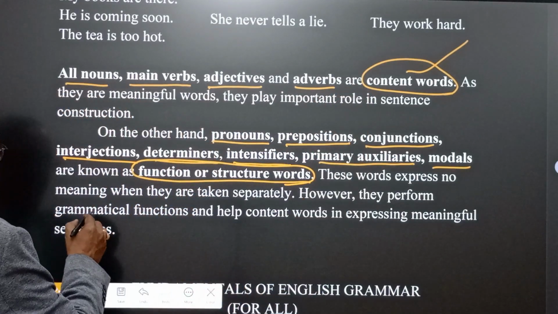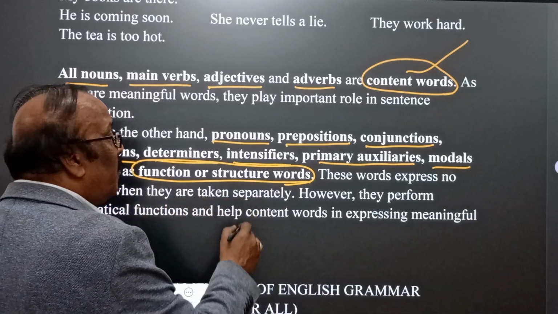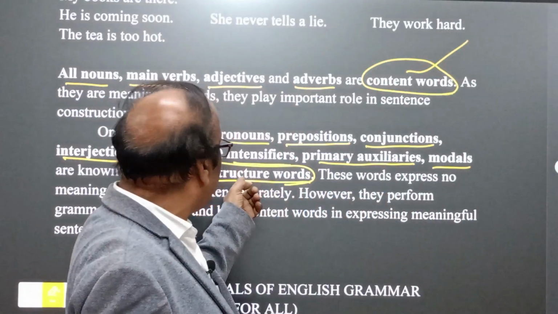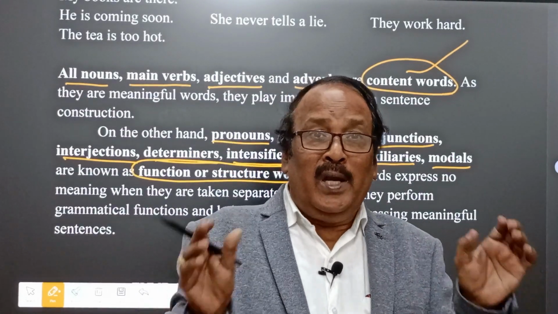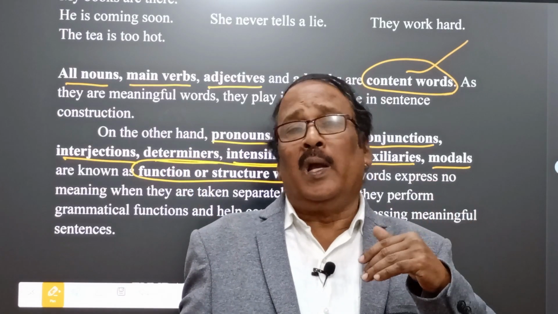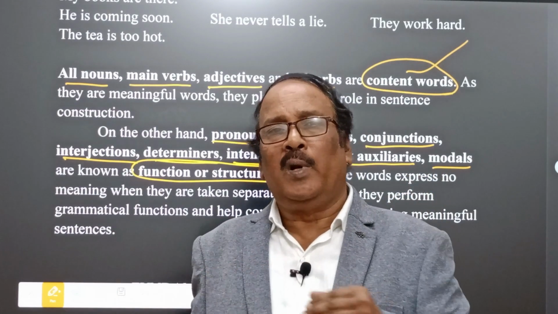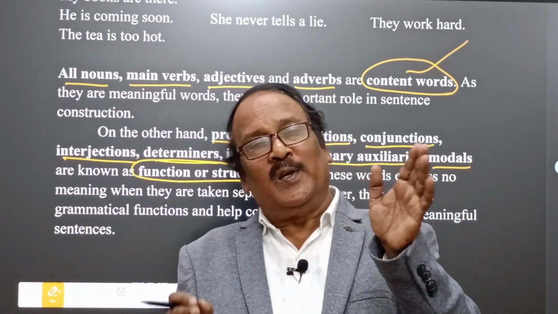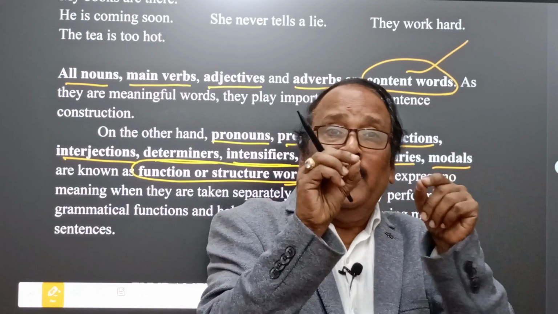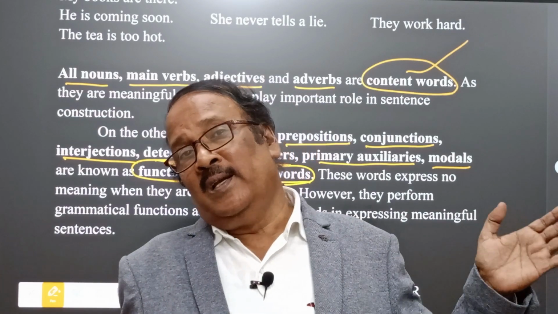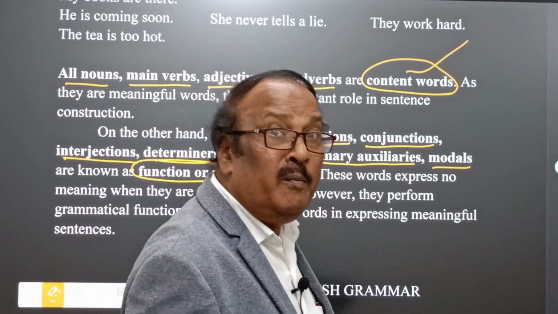So, these words express no meaning when they are taken separately. Naturally, because whenever we separate these structure words, there is no meaning. Take Rajesh and his sister. Rajesh, his sister, both express meaning, but 'and' doesn't express any meaning when it is separated from Rajesh and his sister. Whenever it is with Rajesh and sister, it has its meaning. Therefore, it is useful in the sentence structure, but whenever we separate it, it does not express any meaning.